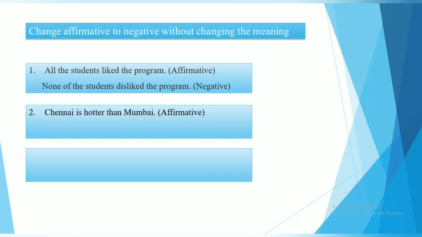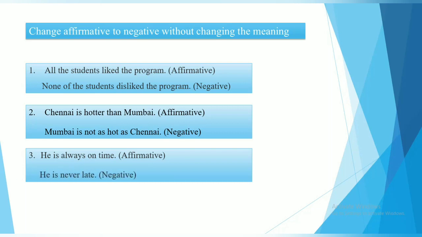Again, one more example. Chennai is hotter than Mumbai. In affirmative, we write like this. In negative form, Mumbai is not as hot as Chennai. So there is no change in the meaning. One more example. He is always on time. In negative, we say he is never late.